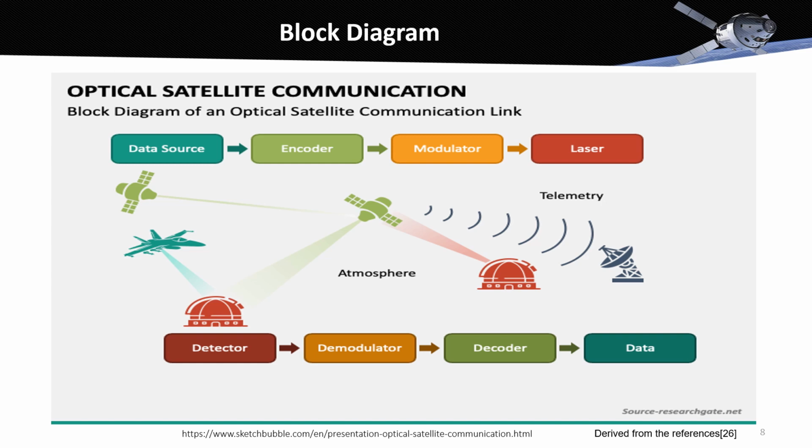In data source and encoder, the process begins with a data source, which could be any device or system generating information. The data is processed through an encoder, which converts digital information into a suitable form for optical transmission using modulation techniques to prepare it for transmission via lasers.